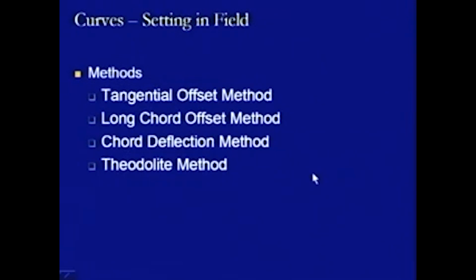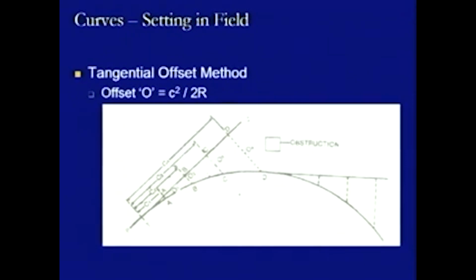Now, there are certain methods by which these curves can be set in the field. The methods are tangential offset method, long chord offset method, chord deflection method, and theodolite method. Now, we look at these methods one by one.